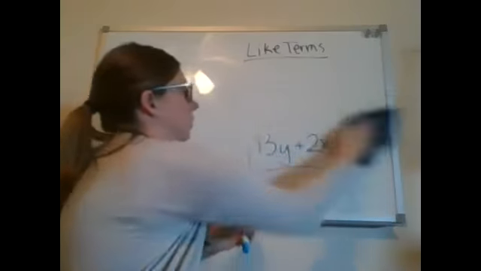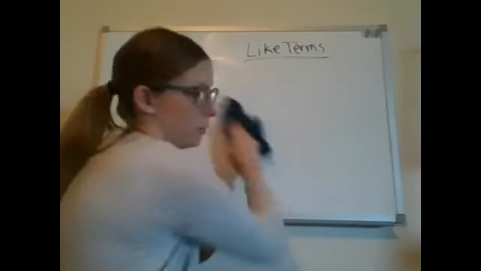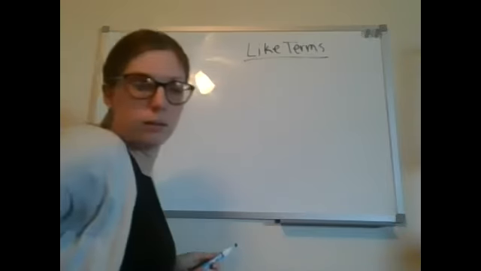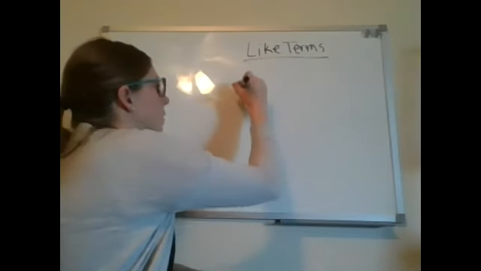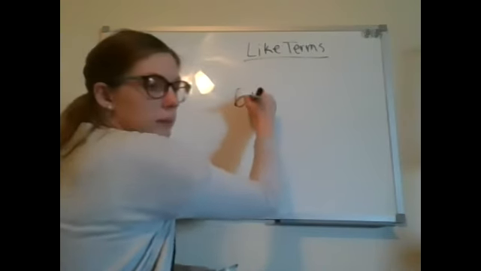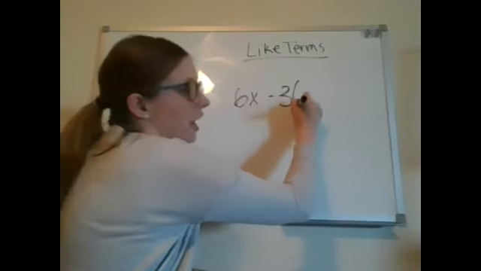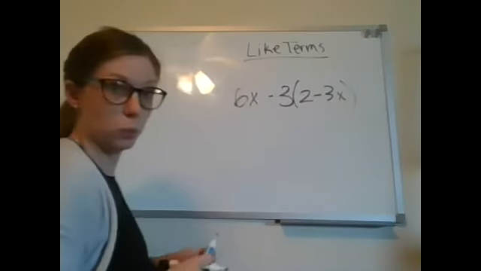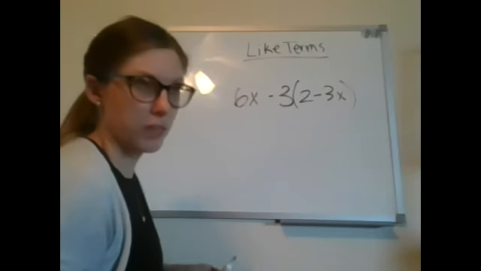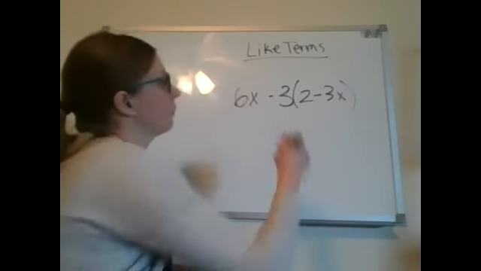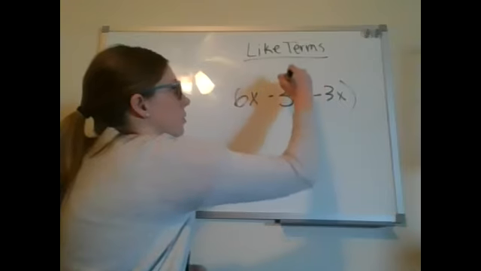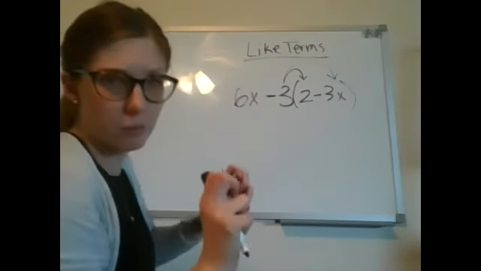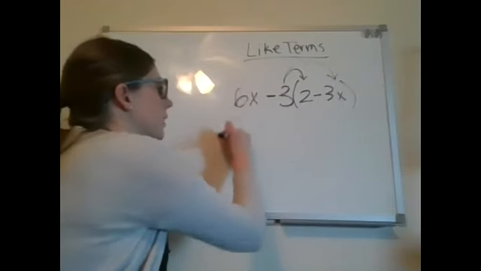So what about the distributive property? Let's look at one. Let's say we have 6x minus 3 times the quantity of 2 minus 3x. Let's see. First thing we're going to do is use our distributive property. So we're going to distribute this 3 in, but this 3 has a minus in front, so we're really distributing -3, okay? So this 6x just stays here.